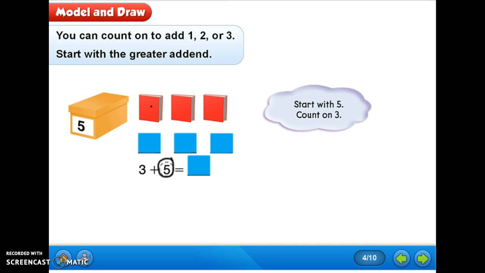All right. So starting at 5, we say 6, 7, 8. All right. Trace over those numbers. 6, 7, 8. So 3 plus 5 equals, that's right, it equals 8. Okay, let's try another one.